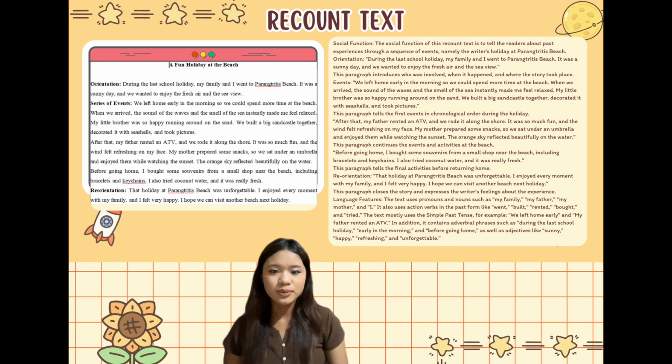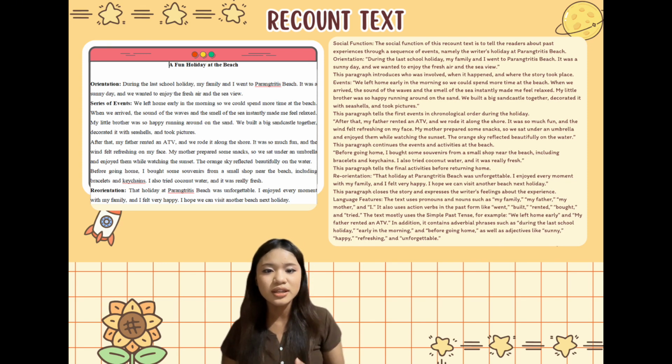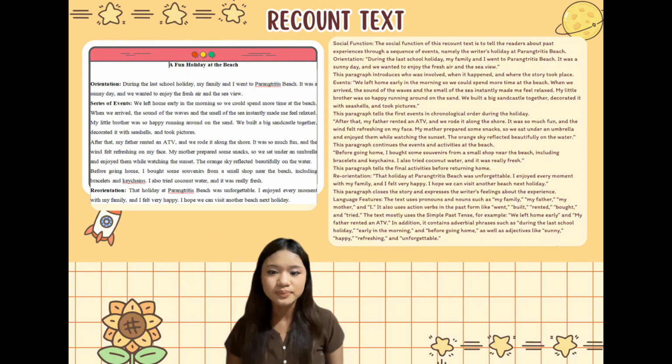The text tells about the writer's holiday experience at Parangtritis Beach with the writer's family. In the story, the writer and family enjoy many activities such as building a sandcastle, riding an ATV, eating snacks together, and buying souvenirs before going home. For the analysis, the social function of this recount text is to tell the reader about past experiences through a sequence of events, namely the writer's holiday at Parangtritis Beach.